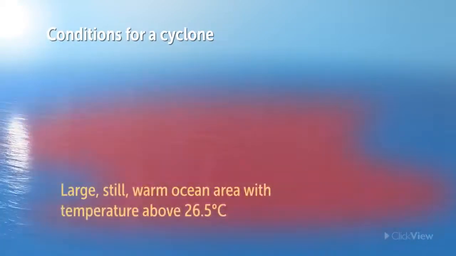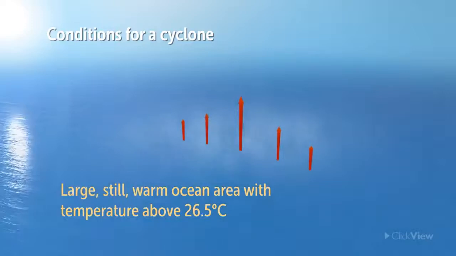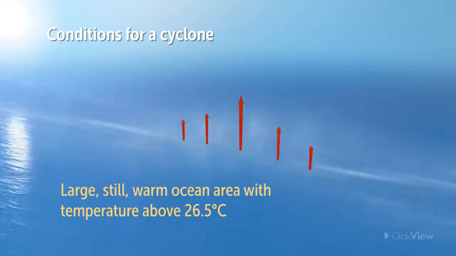The formation of a cyclone depends upon the following conditions coinciding: a large, still and warm ocean area with a surface temperature that exceeds 26.5 degrees Celsius over an extended period. This allows a body of warm air to develop above the ocean's surface. Low-altitude winds are also needed to form a tropical cyclone.